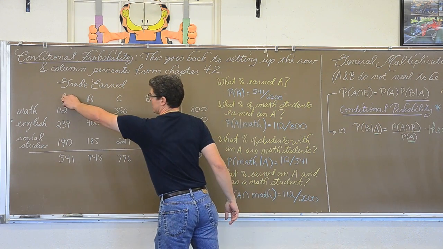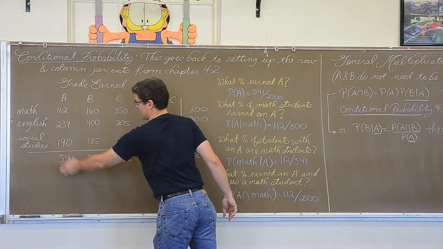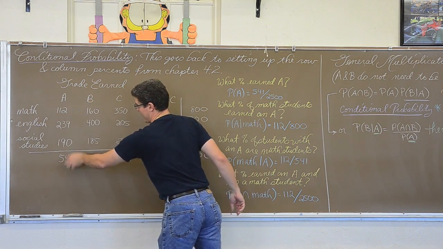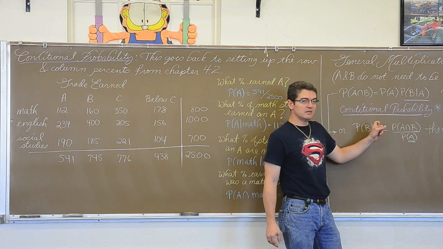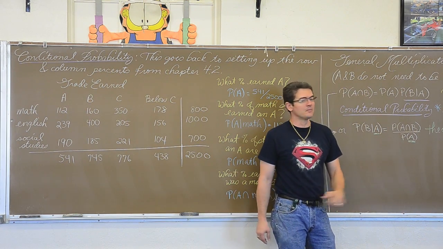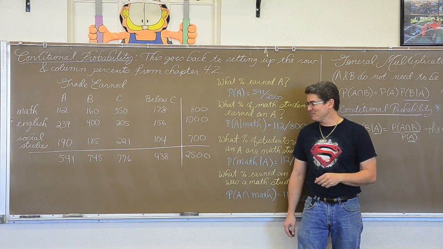That A, again, was at the top of the column, and that is the condition. That is the total number of A's that we got. So again, see, your condition is what sets up the denominator of your conditional probability formula.